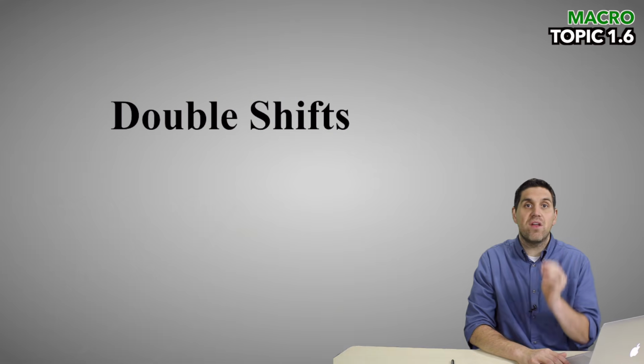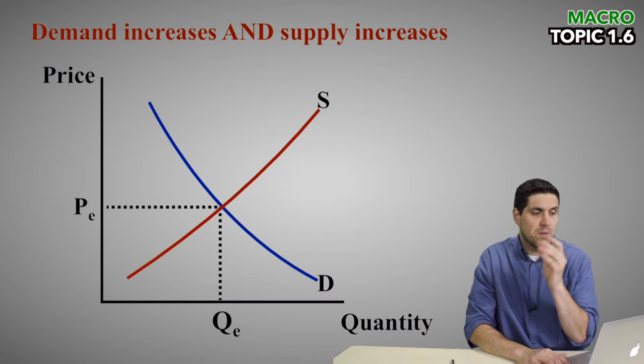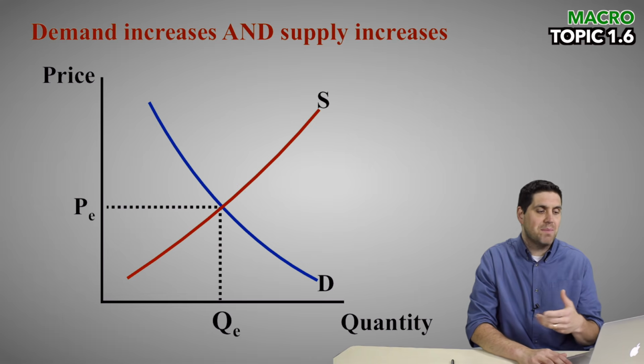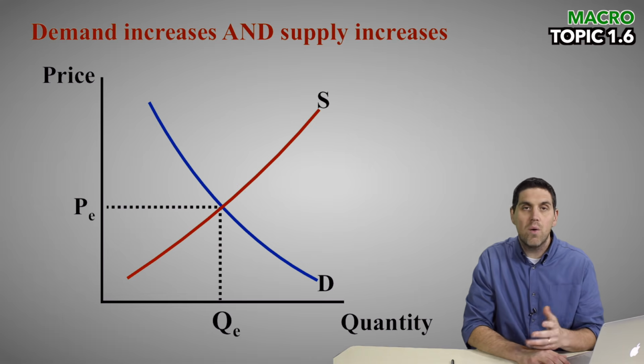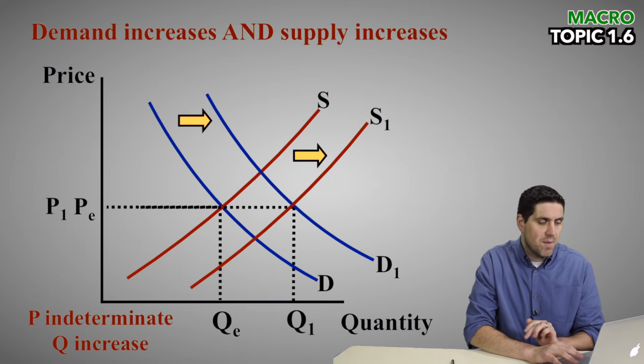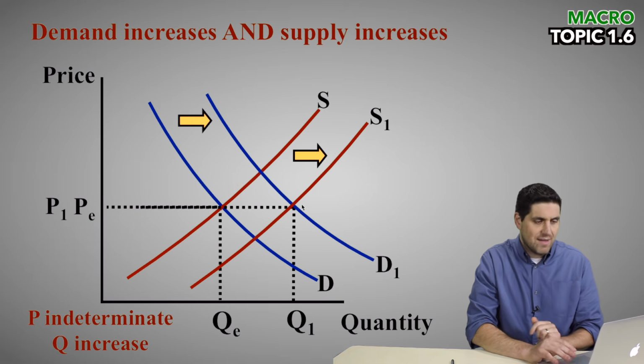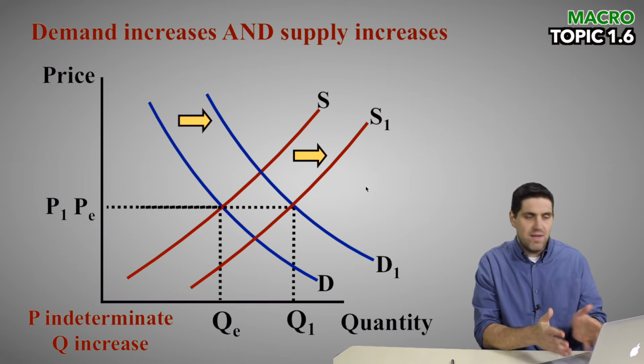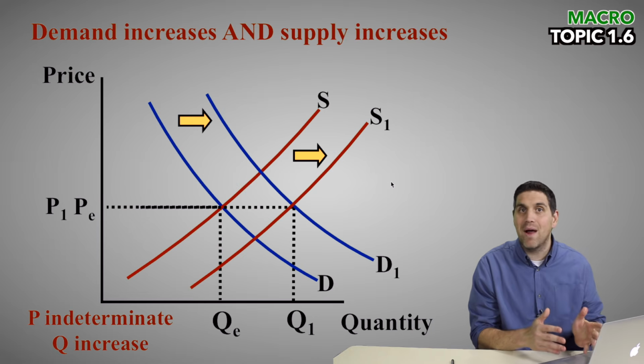Another key concept you have to understand is the idea of double shifts, right? So suppose the demand increased at the same time supply increased. Well, demand curve shift to the right, supply curve shift to the right. We started equilibrium right here. We ended the equilibrium right here, right? So that tells you what happened on the graph. And now it looks like quantity went up and price stayed the same.